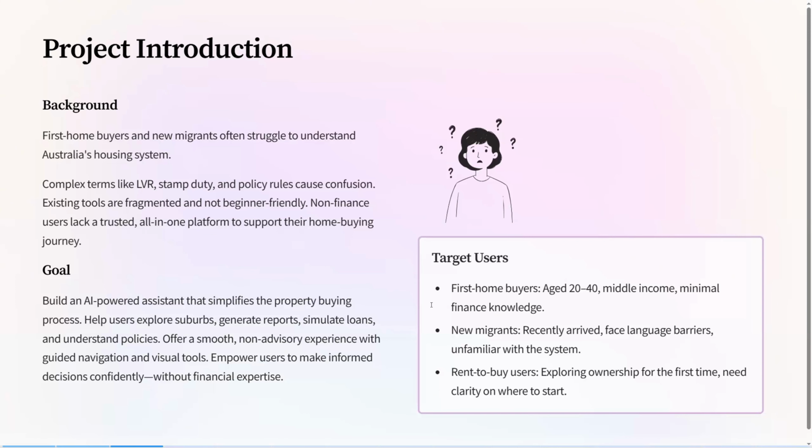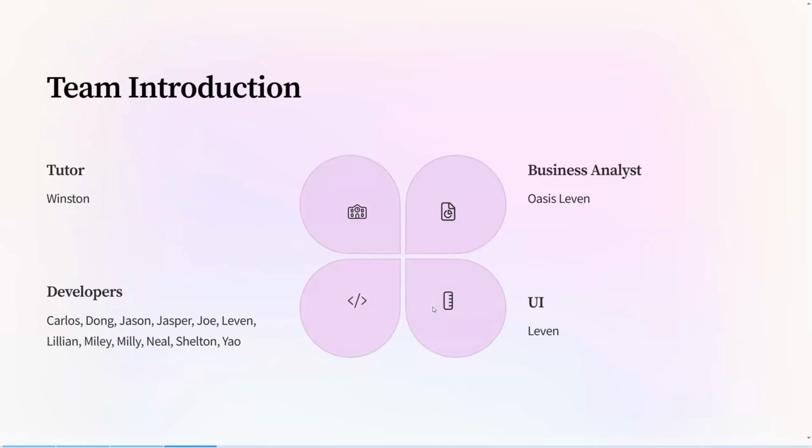So next. Here's our team introduction. Our tutor is Winston, and our team leader is Nathan. And she's not only the developer, but also the BA and the UI designer for the team. We have another BA, Oasis. We've got a few developers like Carlos, Don, Jason, Jasper, Joe, Nathan, Lillian, Mauli, Millie, Neil, Shelton, and Yao. So this is us.